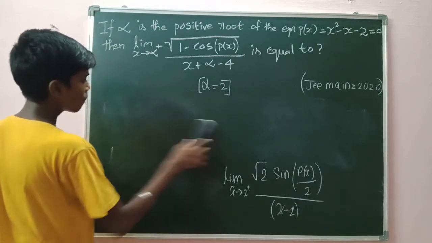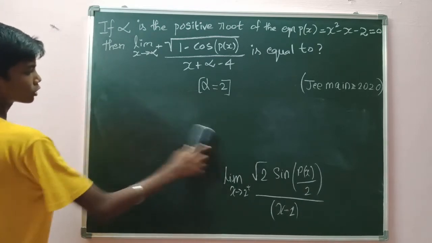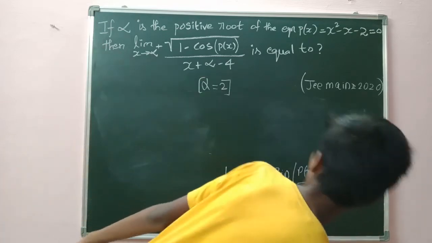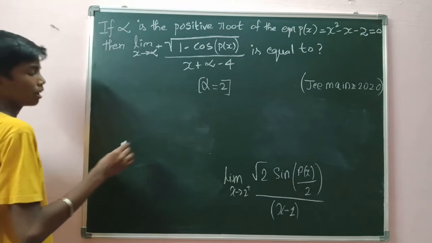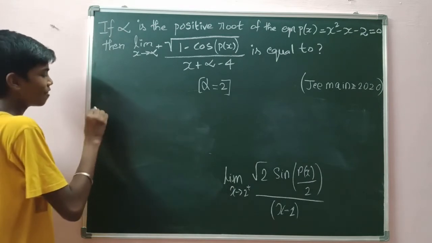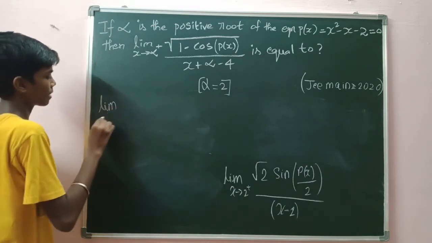Just put the value of p of x. That's all. That's what you are supposed to do now. So what is p of x? Wait, I will write the limit.